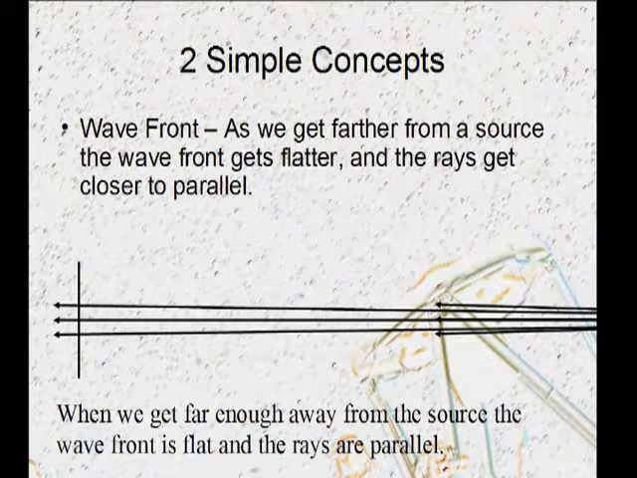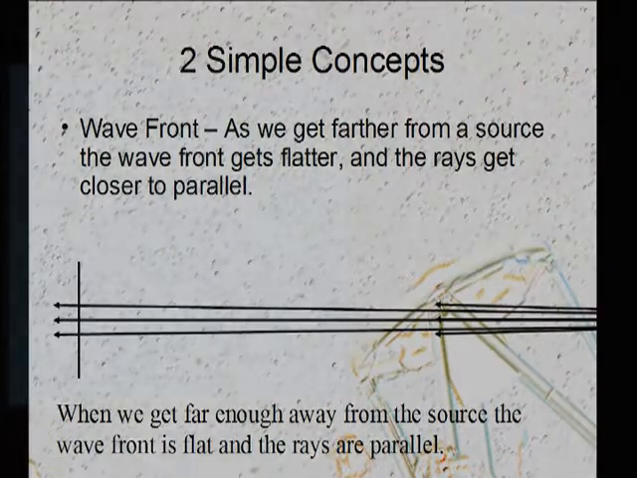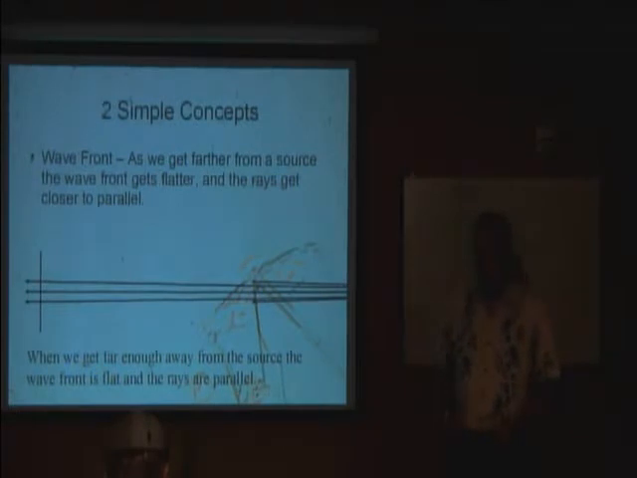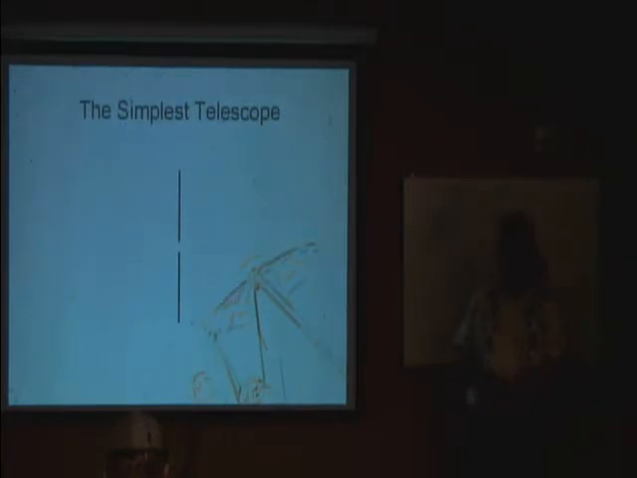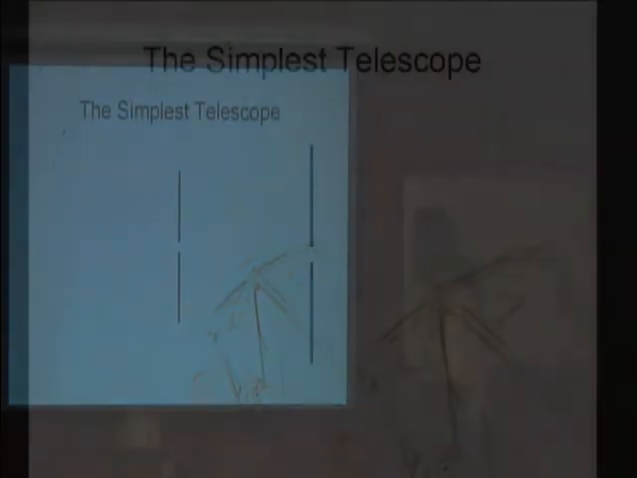If we get far enough away from the source, the wavefront basically is flat and the rays are parallel. So that's the case we're going to consider for astronomy, because we're using telescopes for astronomy. We don't know anything else that telescopes are used for, right? Okay, so let's discuss the simplest telescope.